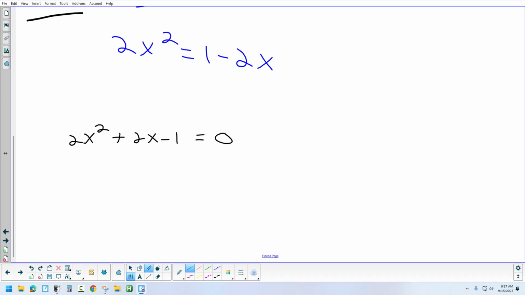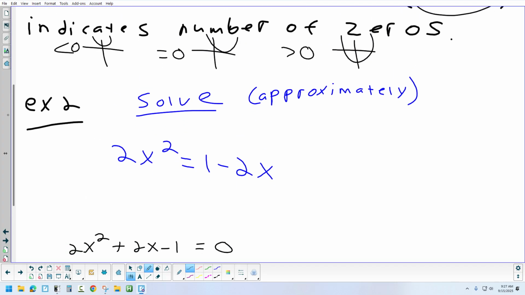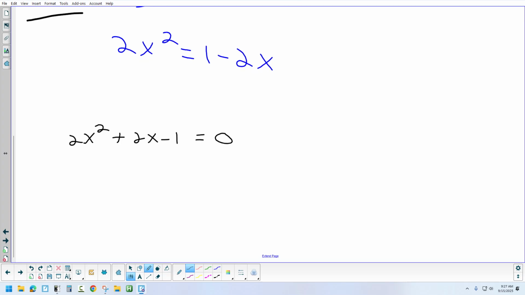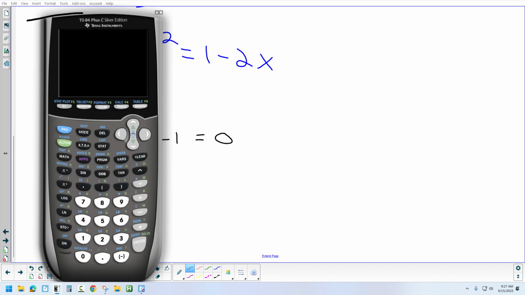Now, we could try to factor that, but again, it is not factorable. We've done the quadratic formula before. I think we did that maybe with a rectangle problem, and I know we used it last week. So let's practice doing it on the calculator.